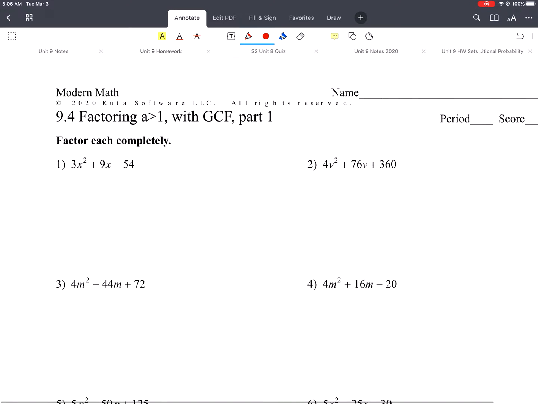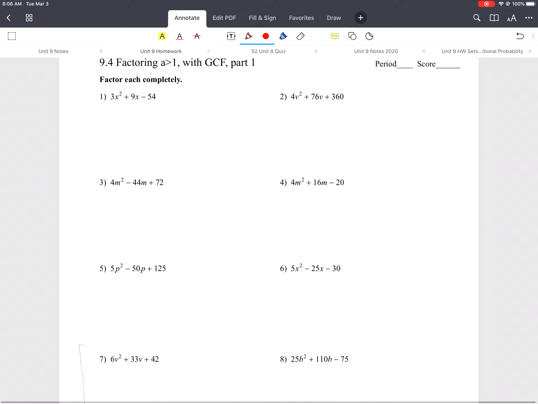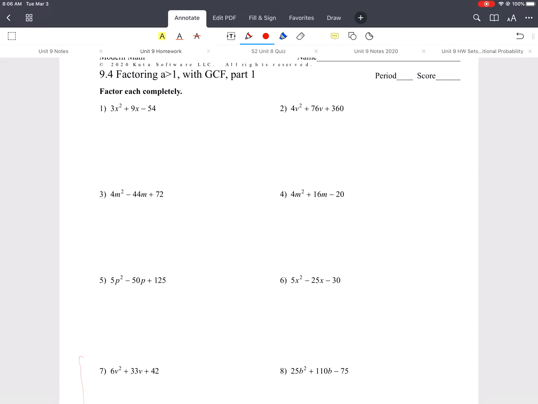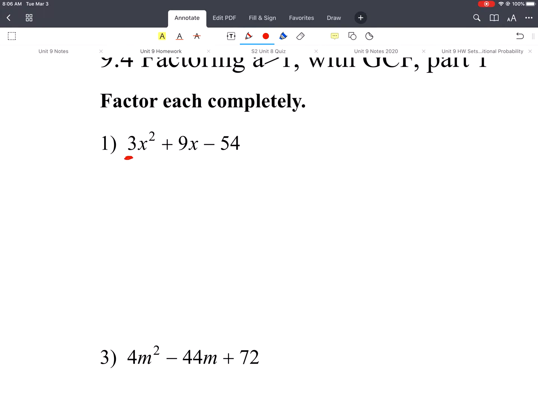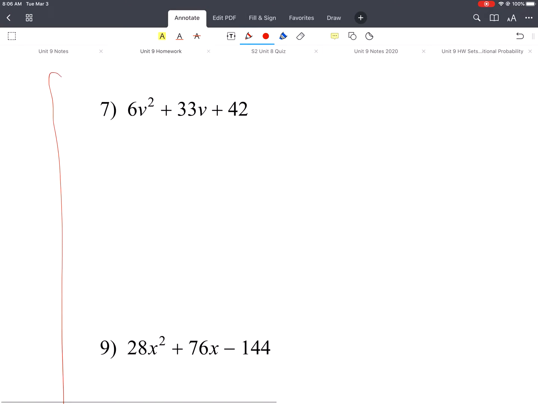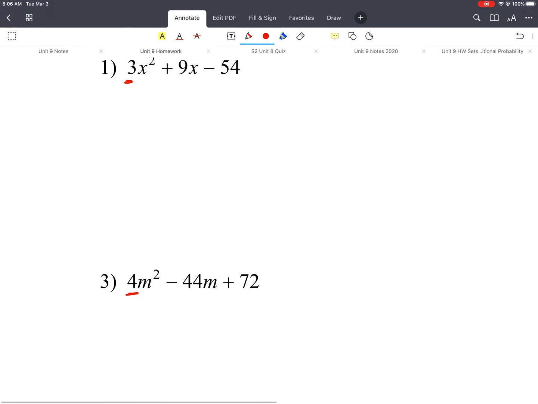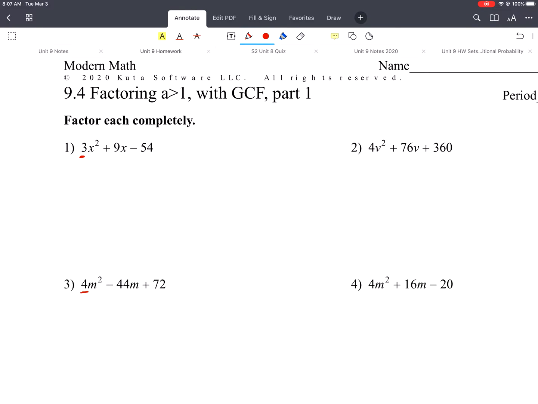Okay, so for 9.4, factoring when a is greater than 1. If we look at all of these problems, the first term has a coefficient that is greater than 1. So for example, for number 1, this is a equals 3, this is a equals 4, this is a equals 5, a equals 6. Here we got a equals 28. So we have lots of problems where a is not 1. It's greater than 1. We'll actually never, at least not in this class, go over when a is less than 1. But these are all problems where a is greater than 1.